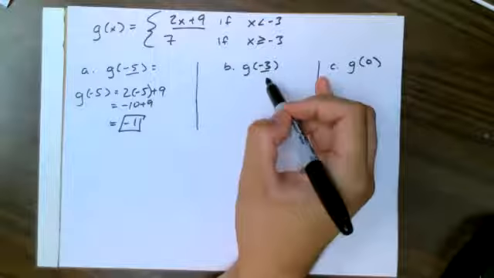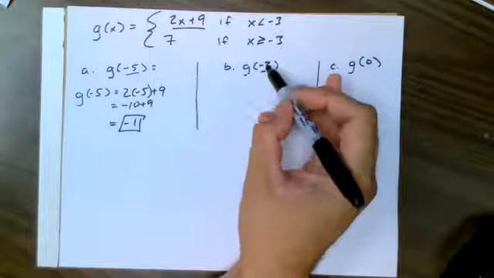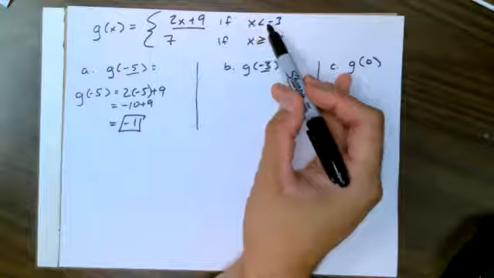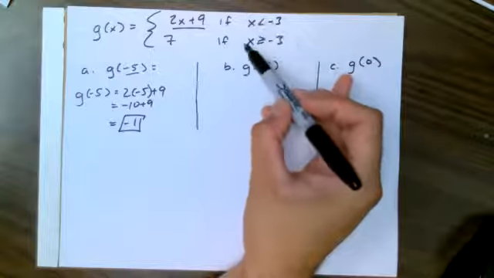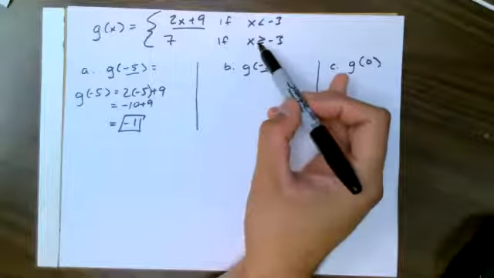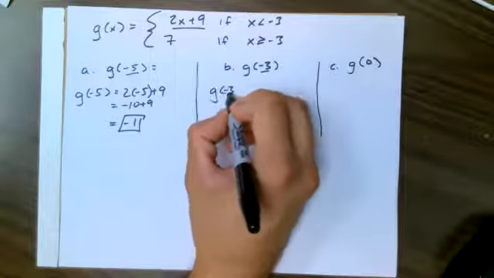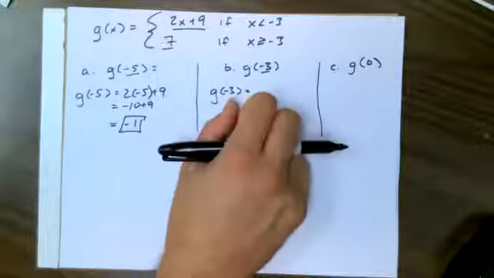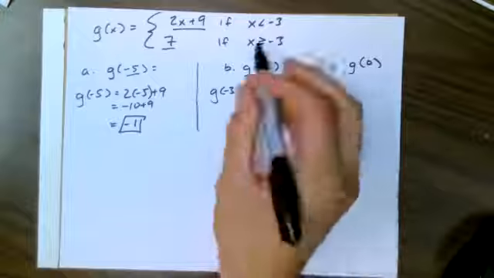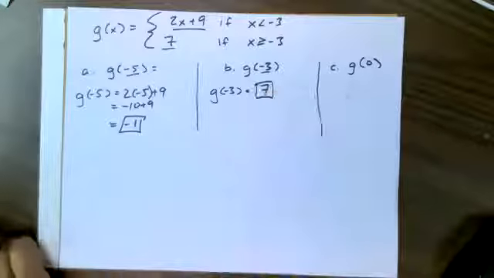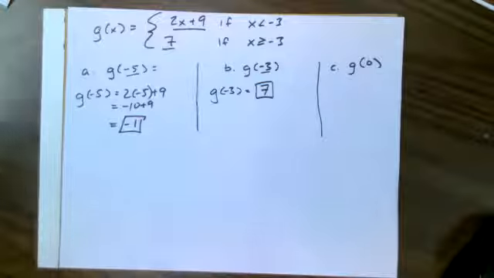Negative 3 though is a little different. So now remember our x value is negative 3. Well, negative 3 is not less than negative 3. That's not true. But negative 3 is greater than or equal to negative 3 because of the equal part, right? So g of negative 3, I'm going to use the bottom function. Well, hey, it's just 7. There's nothing to plug in, right? So it's just 7. That one's pretty easy.